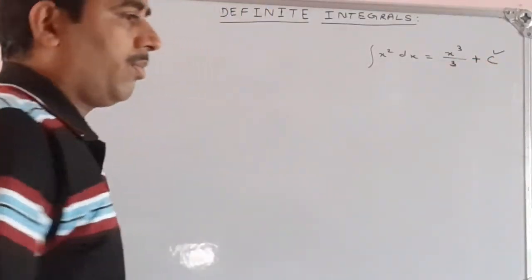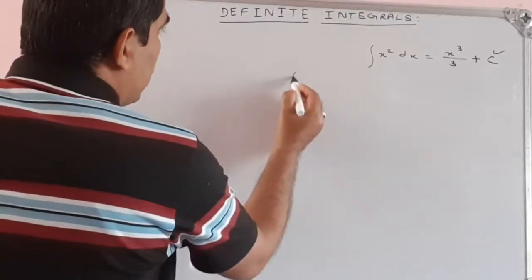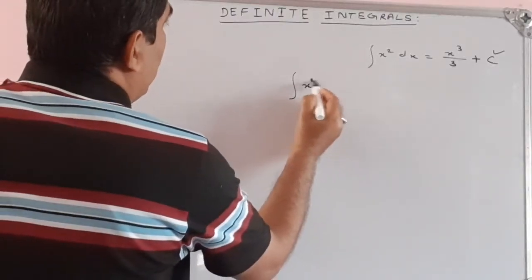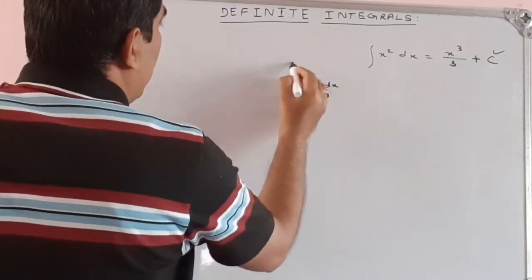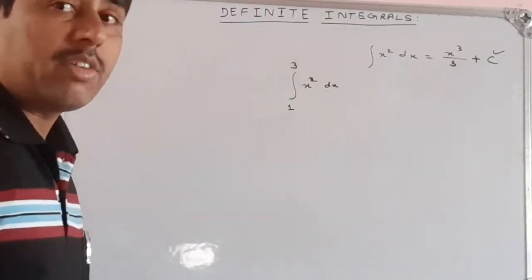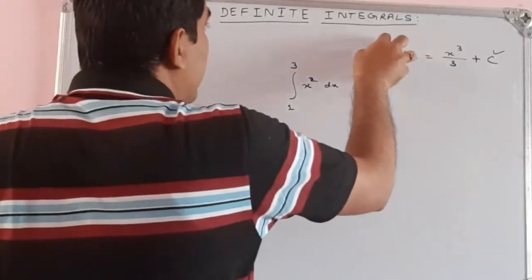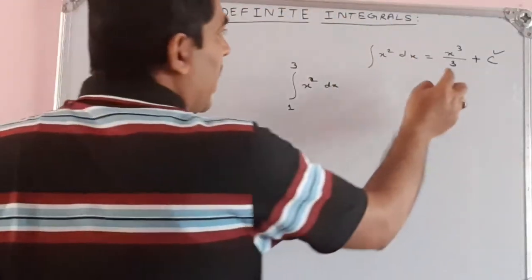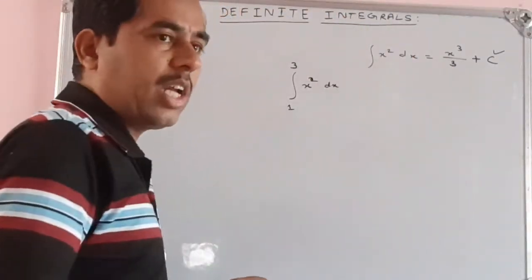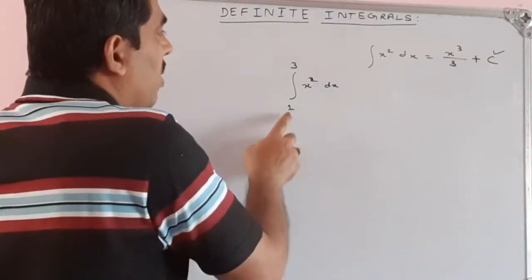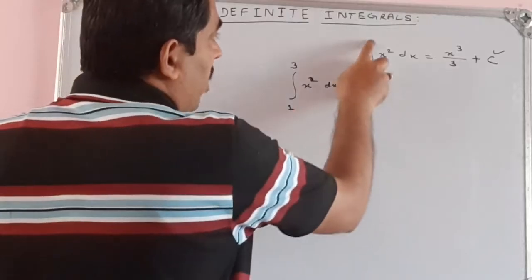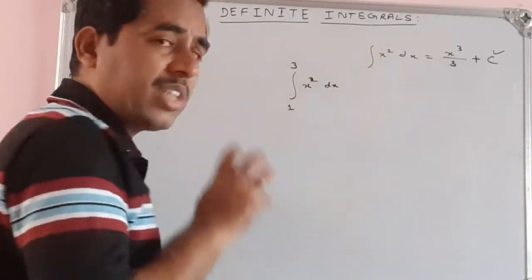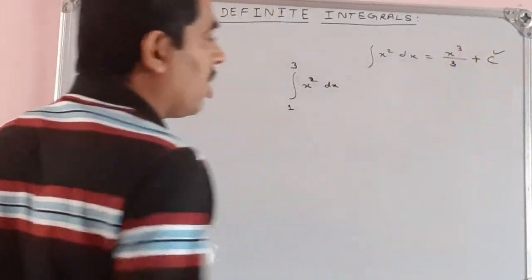If I write the same function like this, what is the difference we observe here? This is the integration of x square. We integrated x square and wrote the answer as x cube by 3 plus the constant of integration. In this one, I haven't written anything else; we have simply integrated and written the constant of integration.